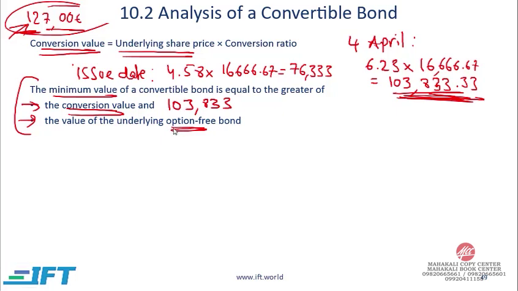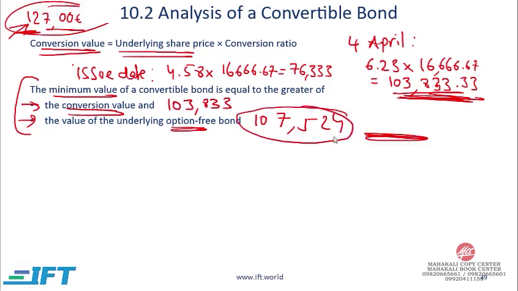We've done this enough times before, and let's say that for the interest rates that are relevant here and the cash flows, that minimum value is 107524. What this is saying is we find the maximum of these two numbers, which is 107524. This represents the minimum value or the floor of the convertible bond.